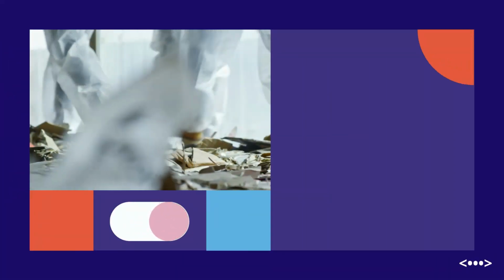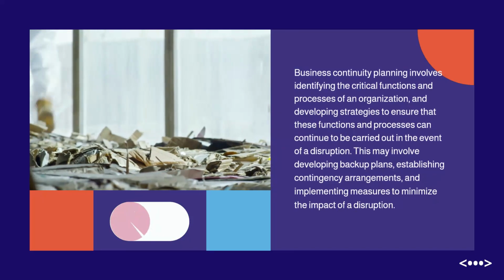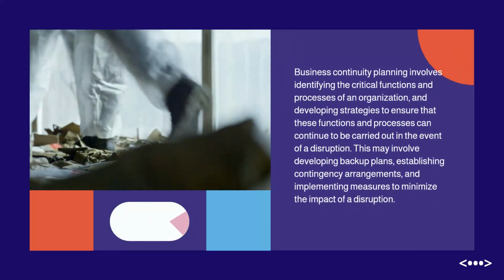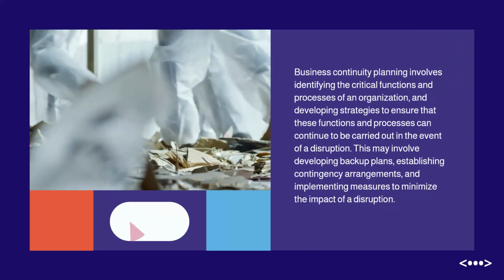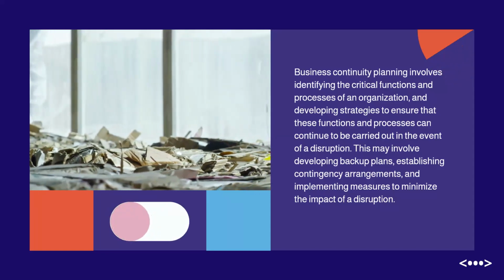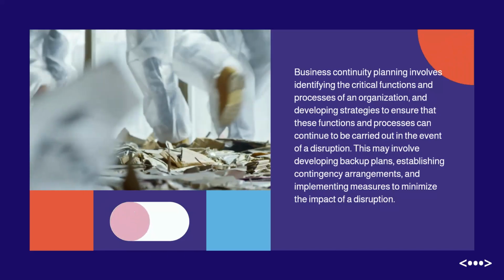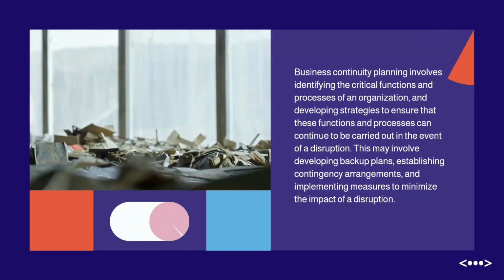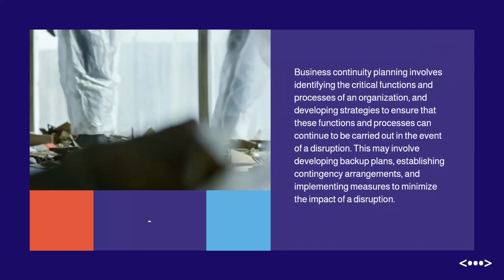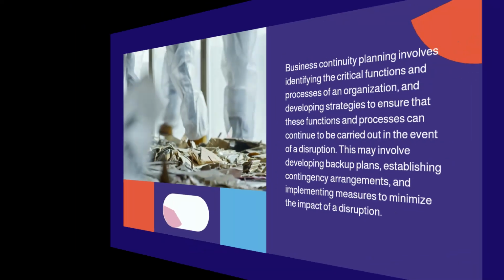Business continuity planning involves identifying the critical functions and processes of an organization, and developing strategies to ensure that these functions and processes can continue to be carried out in the event of a disruption. This may involve developing backup plans, establishing contingency arrangements, and implementing measures to minimize the impact of a disruption.